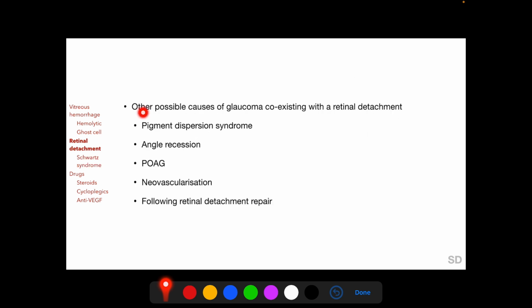Other possible causes of glaucoma coexisting with the retinal detachment include pigment dispersion syndrome, which tends to occur in myopic patients who are prone to retinal detachment, angle recession from trauma, which may also cause a rhegmatogenous retinal detachment, primary open-angle glaucoma, which has been found to be statistically associated with retinal detachment, neovascularization due to retinal ischemia, and following retinal detachment surgery. Some of these causes of glaucoma can have an angle closure component.